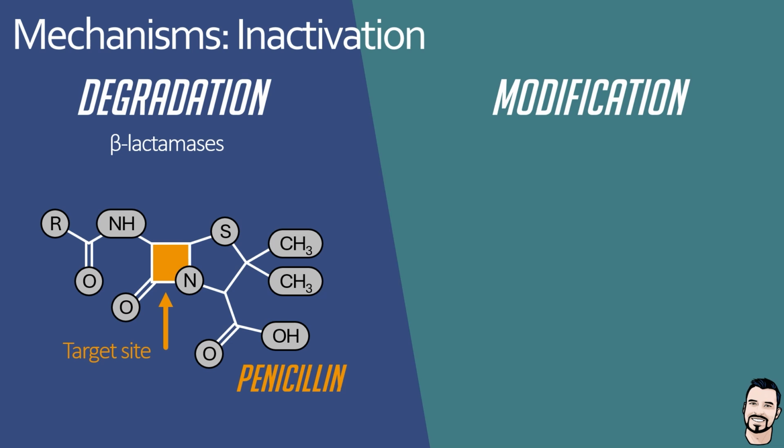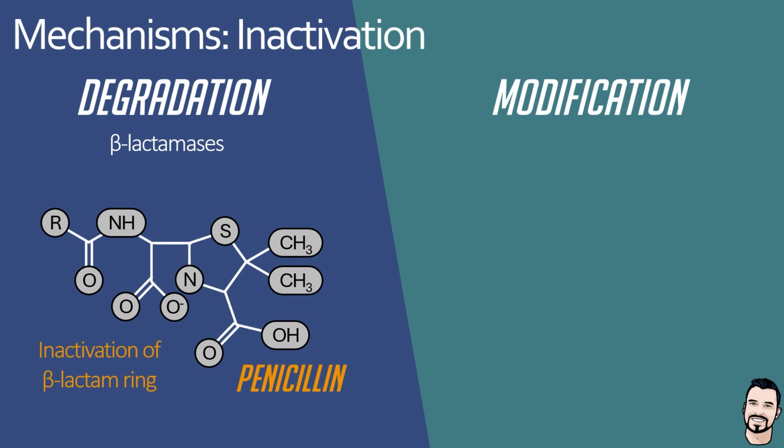However, beta-lactamase enzymes enzymatically degrade this ring so that it no longer binds to penicillin binding proteins, meaning it can't block transpeptidation reactions during cell wall synthesis, leading to the production of functional peptidoglycan.